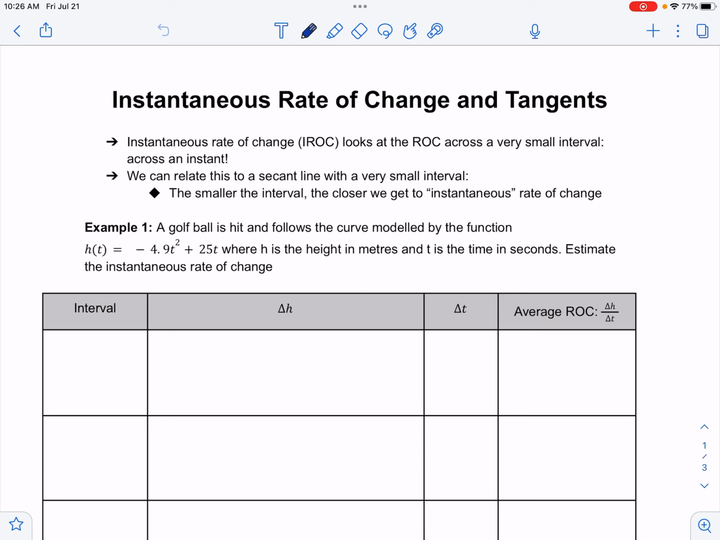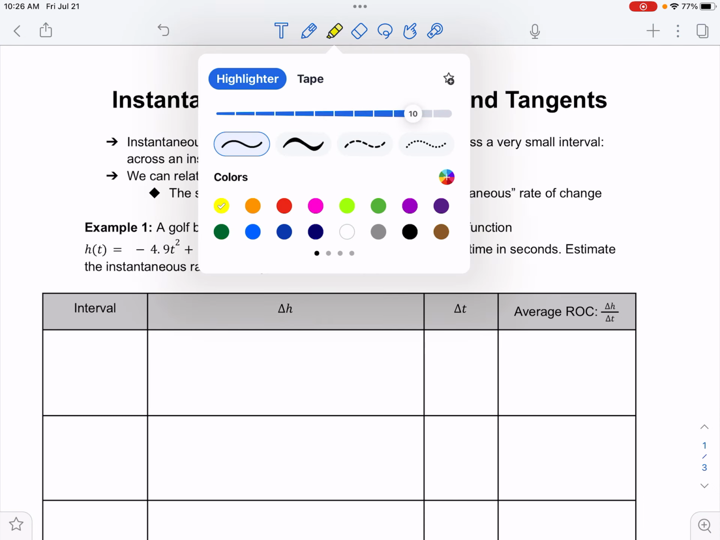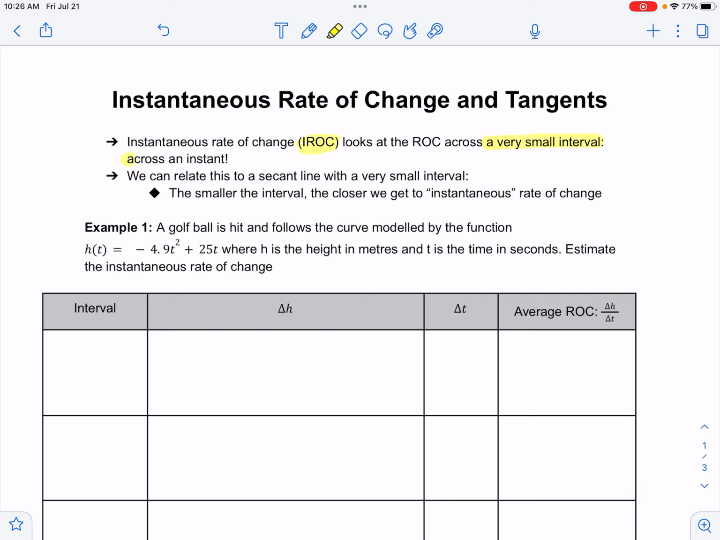In our previous video, we talked about average rate of change across an interval. In today's lesson, we're going to focus instead on the instantaneous rate of change, or IROC. IROC looks at the rate of change across a very small interval, basically across an instant, hence the name. Essentially, this is like a secant line, just with a very small interval. And of course, the smaller the interval we get, the more quote-unquote instantaneous the rate of change is going to be.